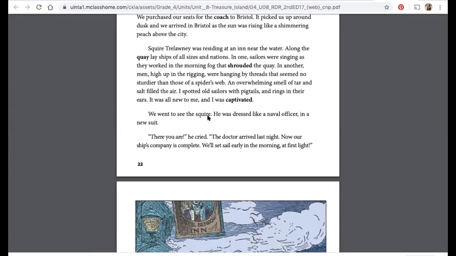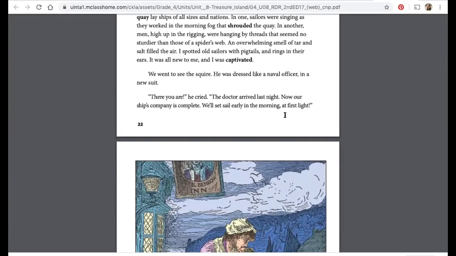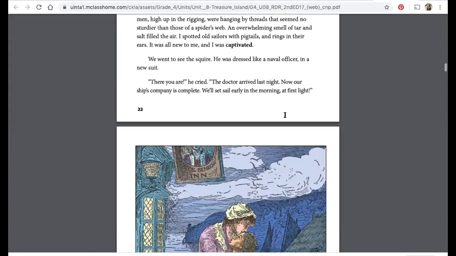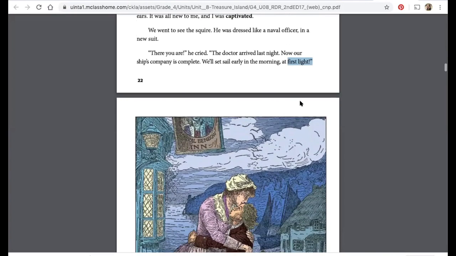We went to see the squire. He was dressed like a naval officer. So naval, meaning navy, okay? So someone who works in the water, right? In a new suit. "There you are," he cried. "The doctor arrived last night. Now our ship's company is complete. We'll set sail early in the morning at first light," meaning right first thing in the morning.